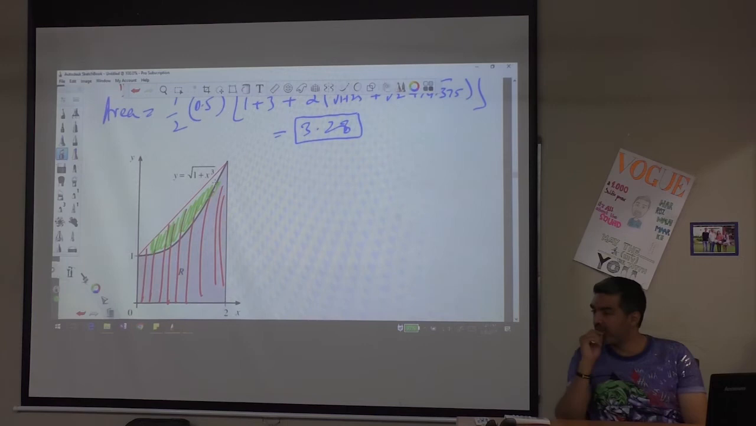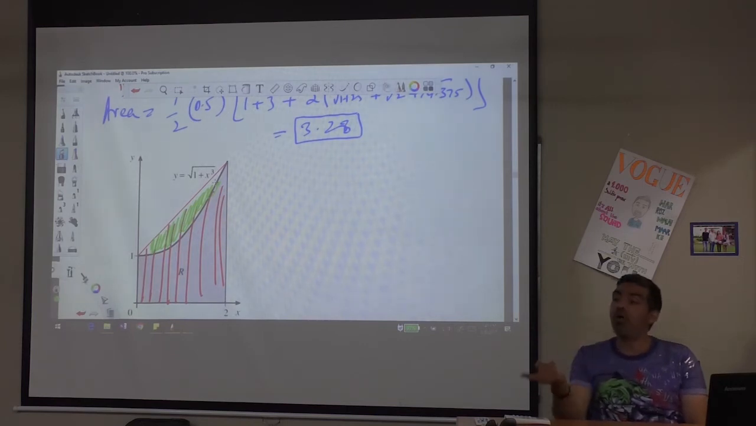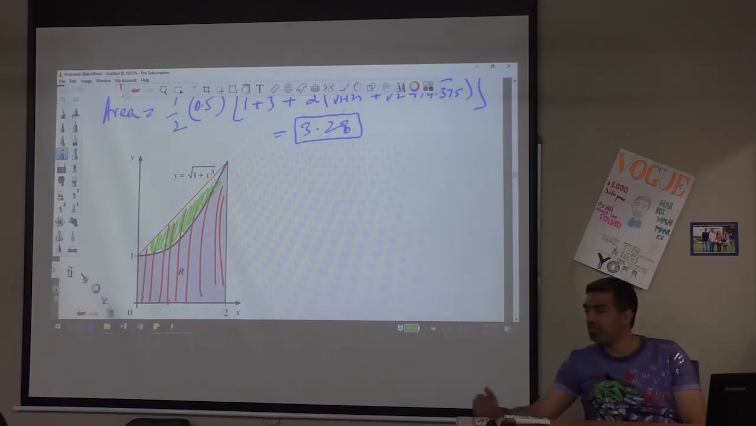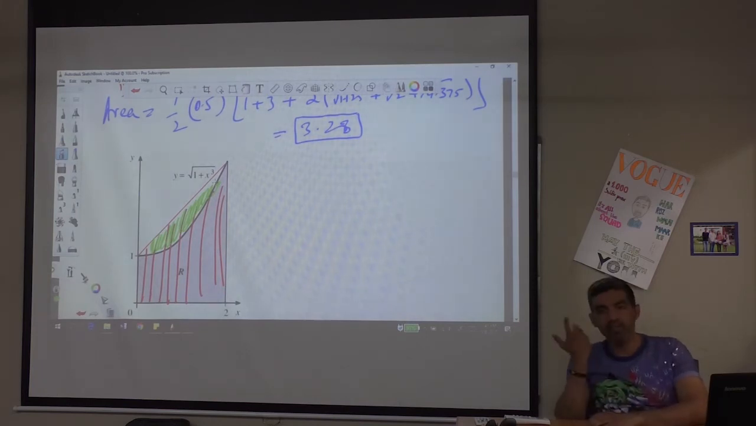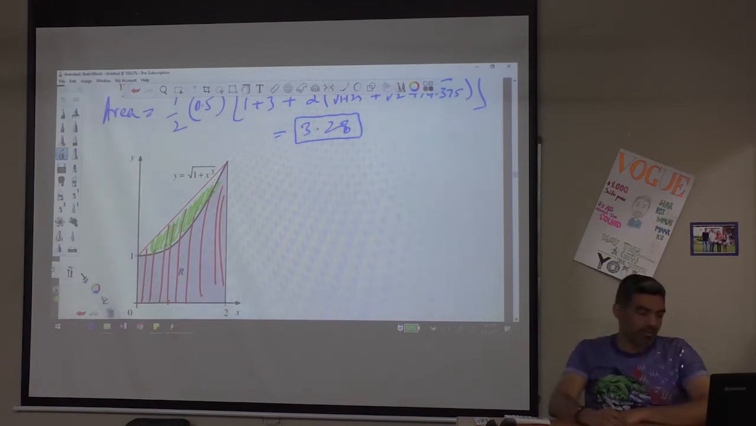Now, how do you reduce that overestimation? Your answer will always be an overestimation. How you reduce it is you take as many trapeziums as you can. The more trapeziums you take, the closer your answer will get to the actual, but it will still be slightly an overestimation. Now, a rule of thumb: if your curve is an upward bending curve, then you will get an overestimation.